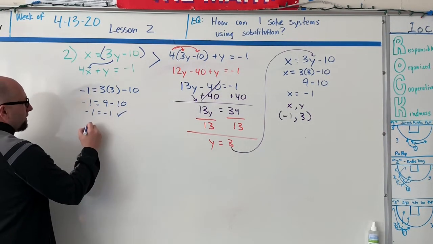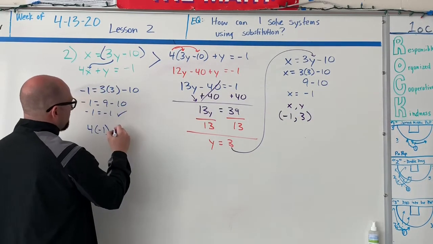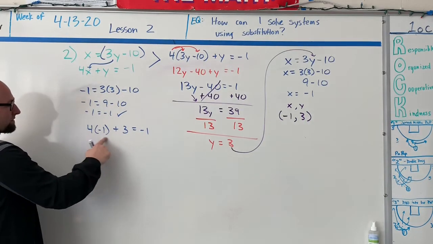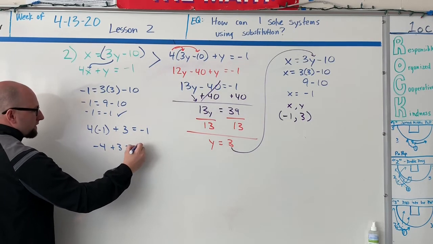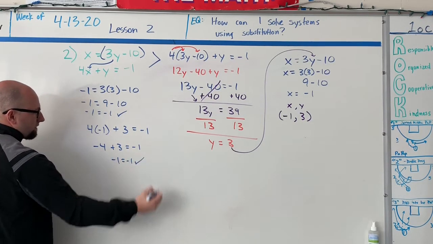Let's do the second one. 4 times negative 1, so x equals negative 1, so we plug it in. Plus 3 equals negative 1. So 4 times negative 1 is negative 4. Plus 3 equals negative 1. Okay, negative 1 equals negative 1. There you go.